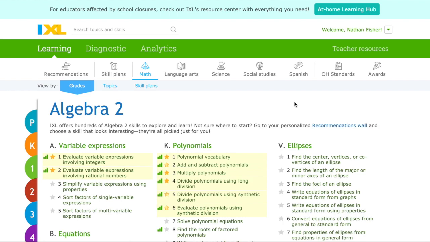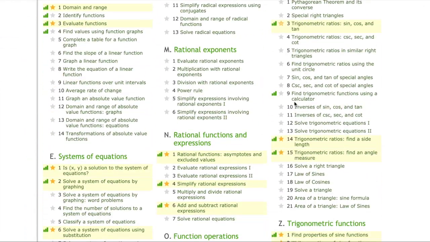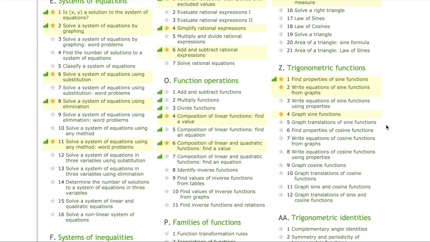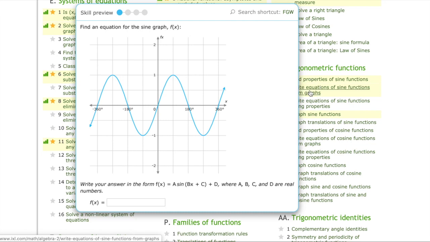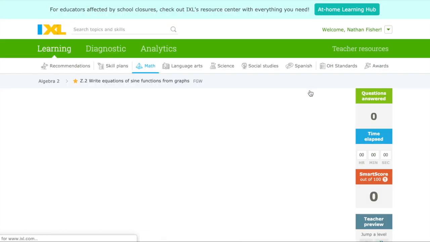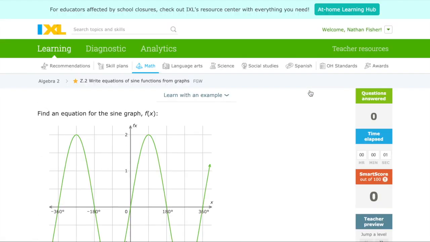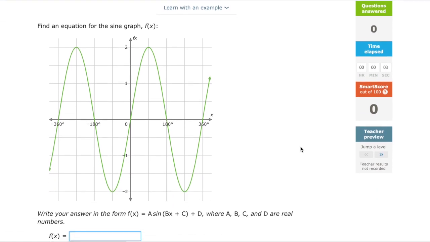Alright guys, so this video is for Algebra 2, and we are going to be looking specifically at the Z2 and Z4 IXL, so we're talking about the sine functions as graphs. So let's look at Z2 first. And we'll run down a couple questions on each, and hopefully that makes it a bit easier when you guys go through it.